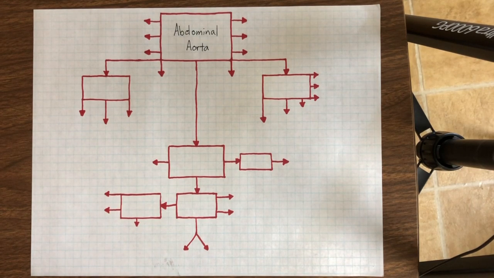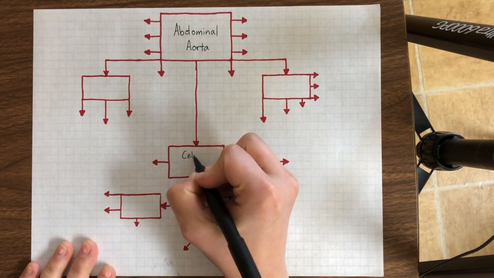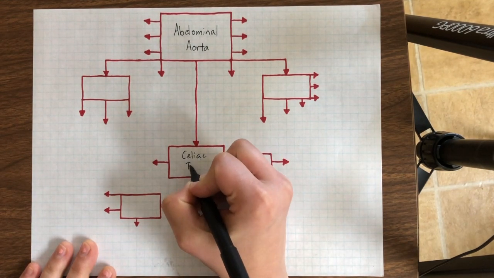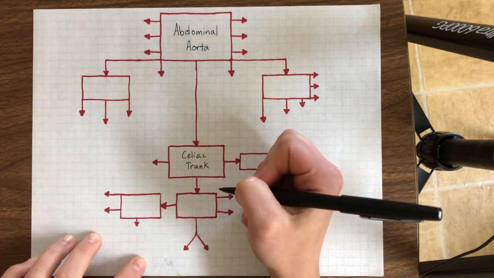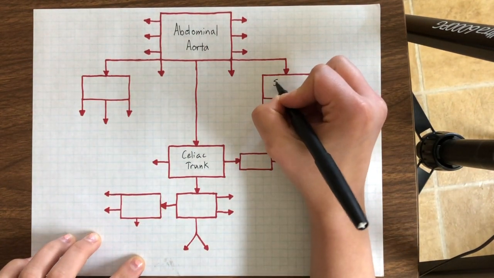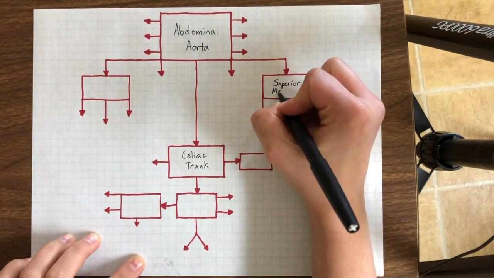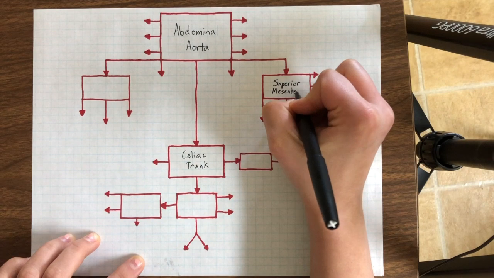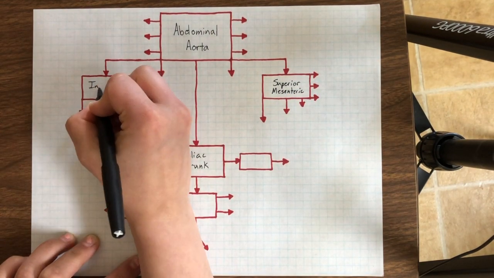Our most superiorly exiting one is going to be our celiac trunk. Then we're going to have next our superior mesenteric. And our inferior mesenteric.